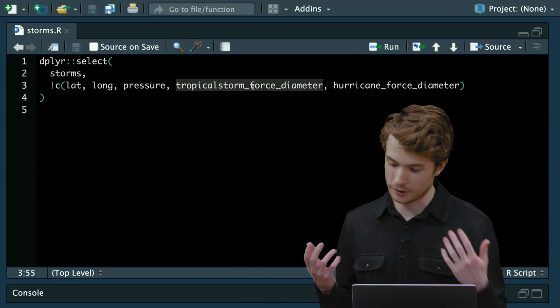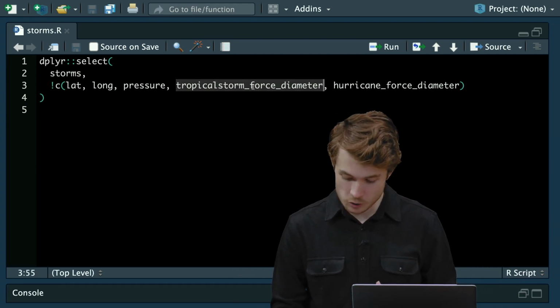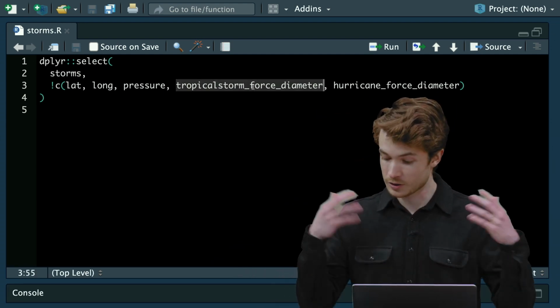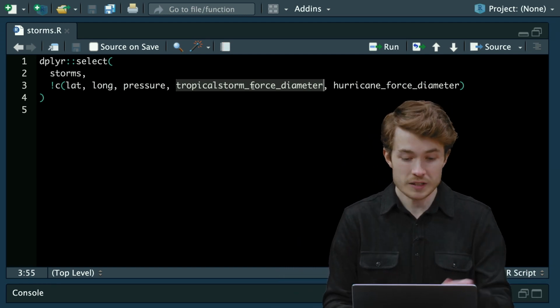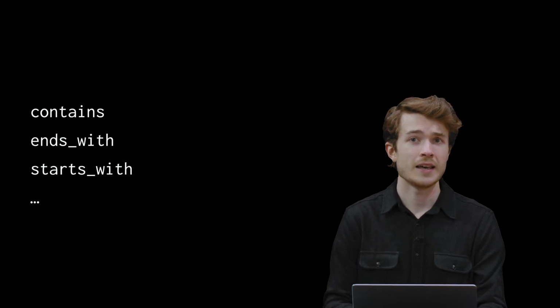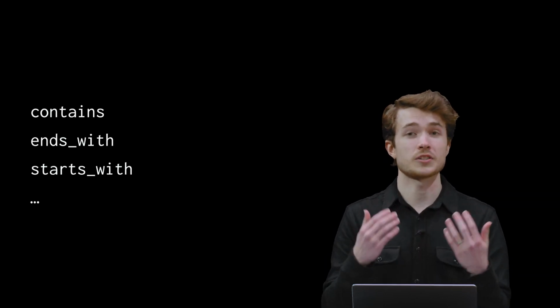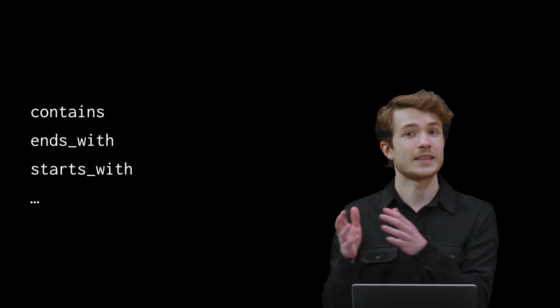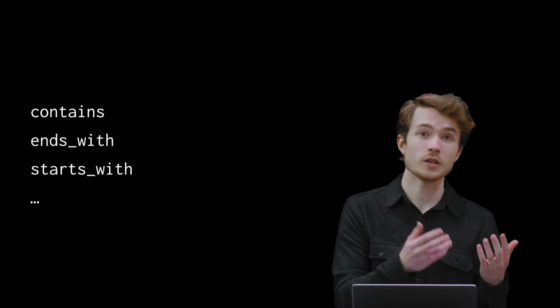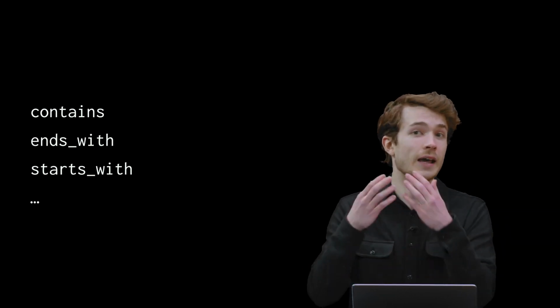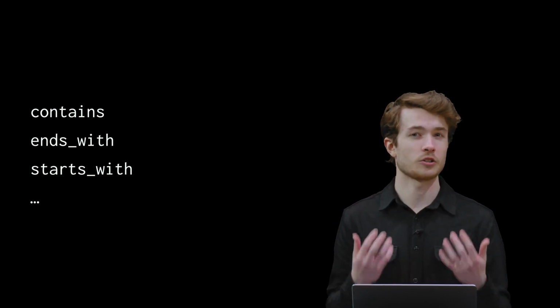There is actually a better way, and select comes with a few helper functions we can use to select some of these columns. So for instance, some of them look like this. We have one called contains, which we could give a character string, and it will select for us all columns that contain that character string. Or ends with or starts with, which might select columns that end with or start with some given character string.